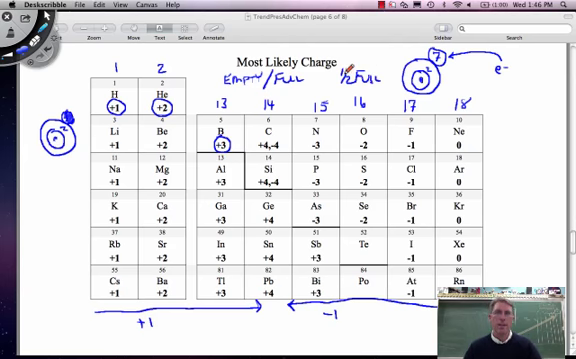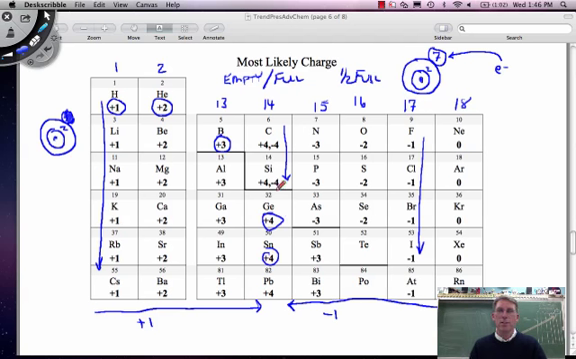Okay, so that's a pretty easy trend. You can see that as we go down the family, very little happens to the charge. +1, +1 all the way down. Over here, -1, -1, -1 all the way down. And the only difference we would see is in the middle. We actually see that these can be plus or -4, but the bottom ones here always tend to take +4.